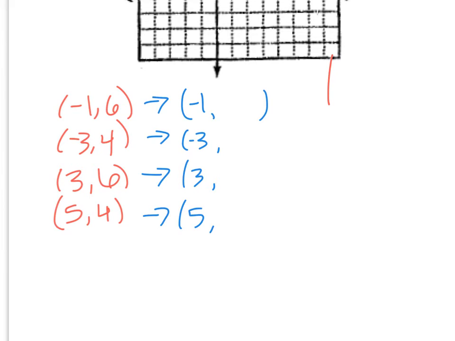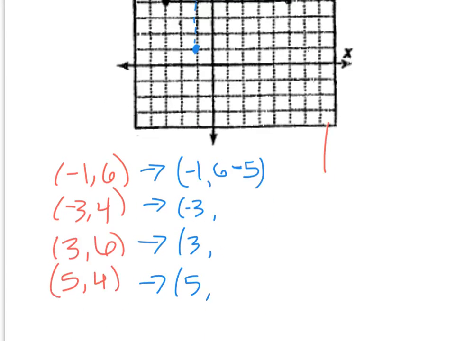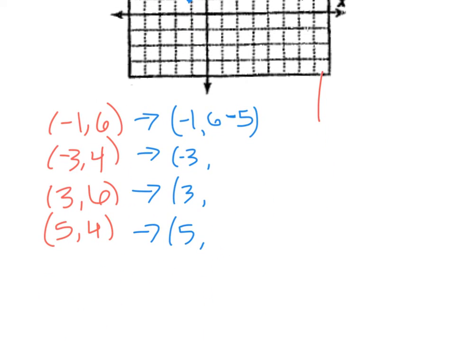But the y values shift. Because it's going down, we will take whatever the y value was, in the first case 6, and we will subtract 5 from it. Why 5? Well, because it said we are doing a translation 5 units down. So because we want to go 5 units down, we need to take away 5 from each y value. So again, we're going to go back here. We're going to have 4.